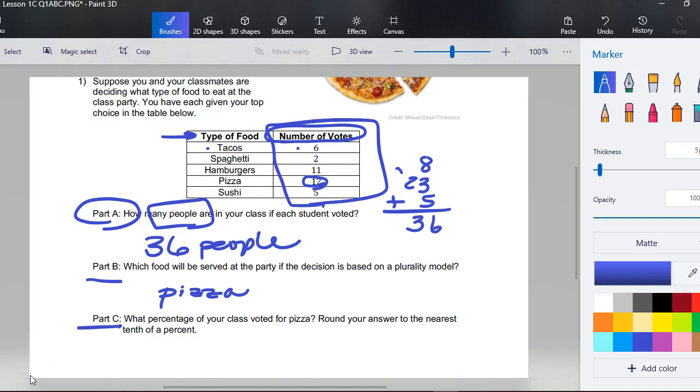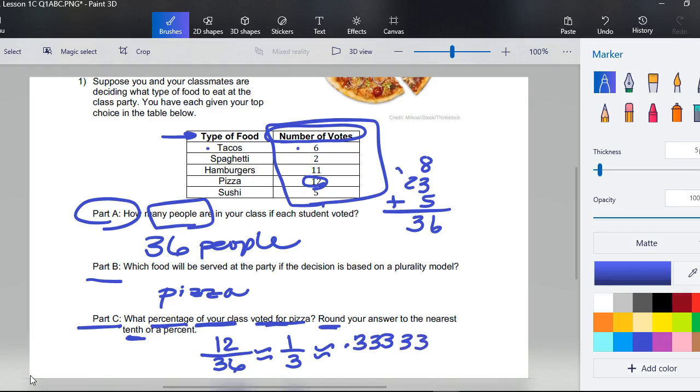What percentage of your class, what percentage of the entire class voted for pizza? Then they want us to round our answers to a tenth. So percentage being part over whole. And when I divide or reduce, that's actually equal to a third. But when I divide, I'm going to get 0.3s.